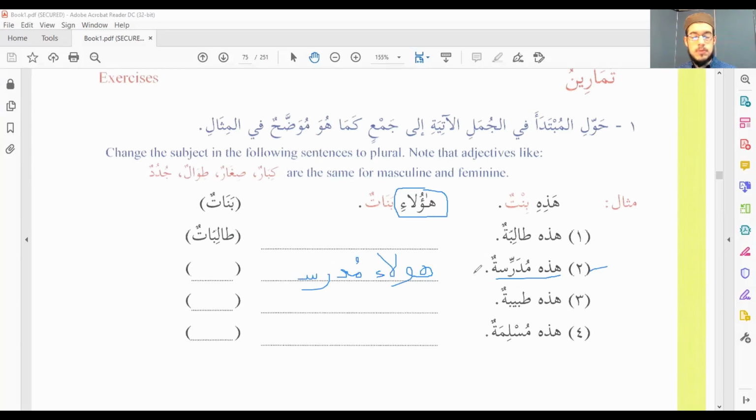Mudarrisuna is the broken male, so... Aren't we all broken males? No. There is no broken male. Okay, it's sound, it's sound masculine. Okay, muslimun, muslimuna. Broken, kabir, kibar.